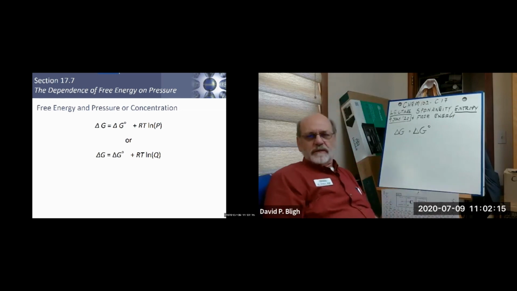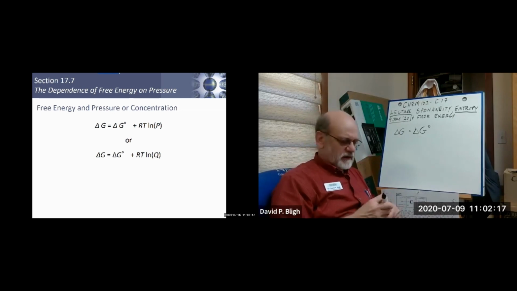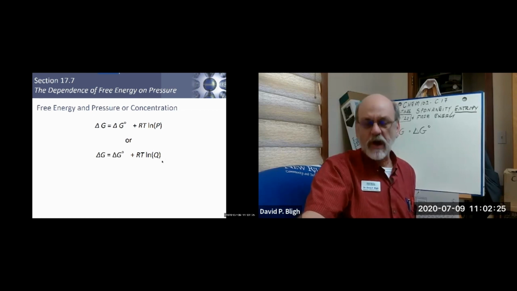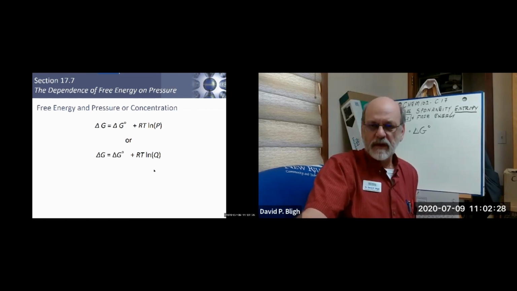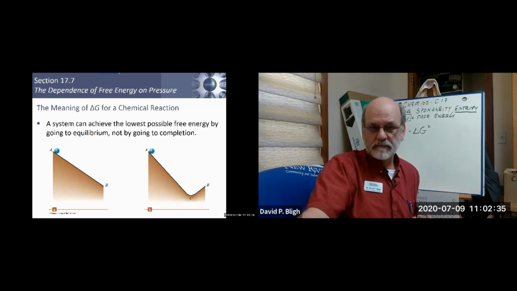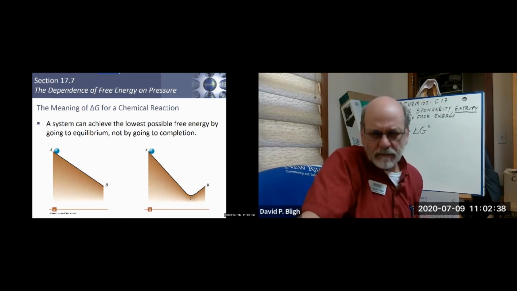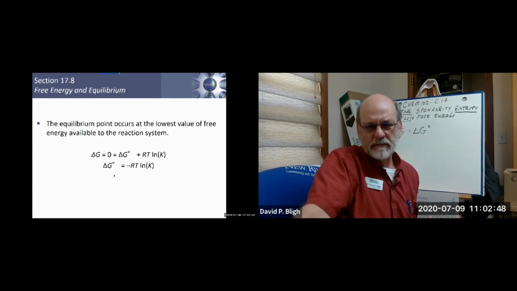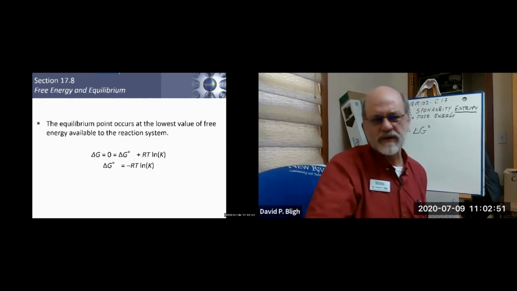So if you have a reaction which is all gases, you can use pressure. If you have concentrations, then you need the Q value. Because if you use a K value, you know that delta G is equal to zero. We've already looked at this with the video that we just saw. So let's skip that. Let's move on to this one.